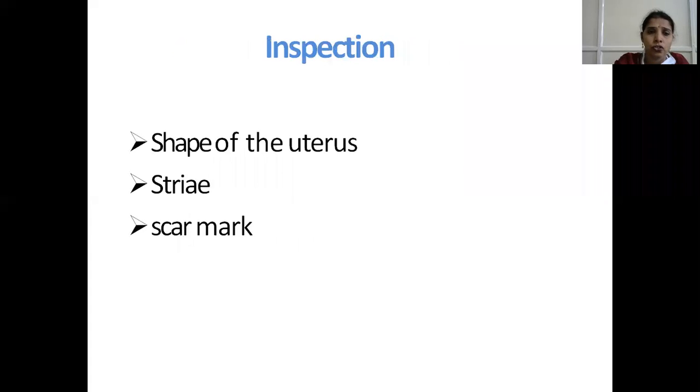Inspection. On inspection, we see the shape of the uterus. In case of any coexisting diseases in pregnancy, the shape of the abdomen is distorted. Usually it is ovoid. On inspection only we can assess whether anything is going wrong, and the baby's lie also we can assess. And striae, these are the stretch marks, striae gravidarum, and scar marks, any scars during the pregnancy. We have to see all these things in each visit.